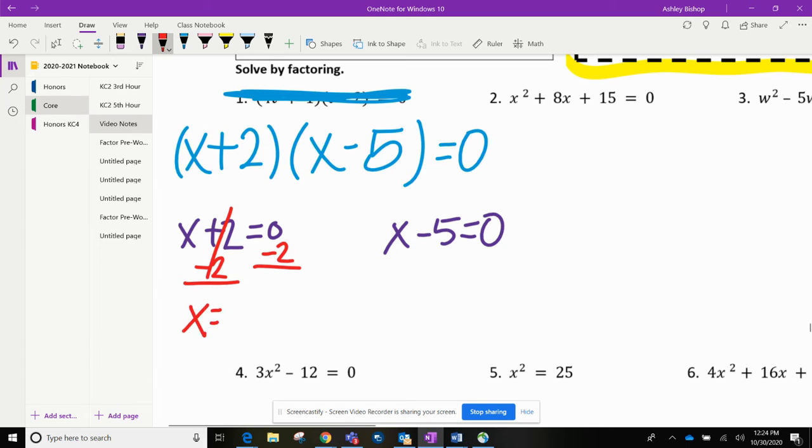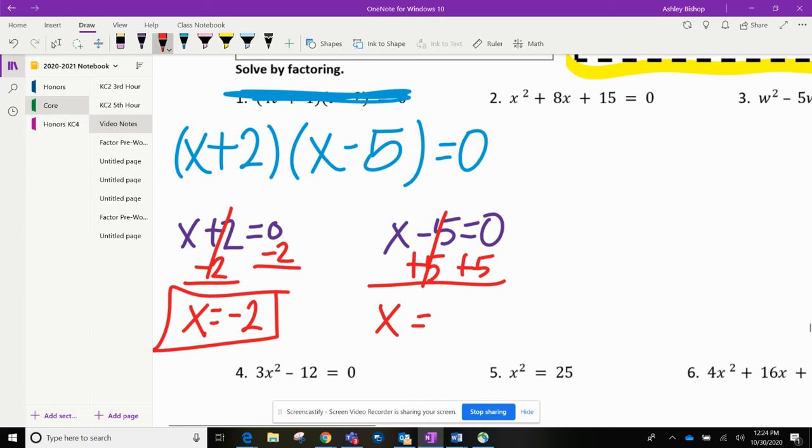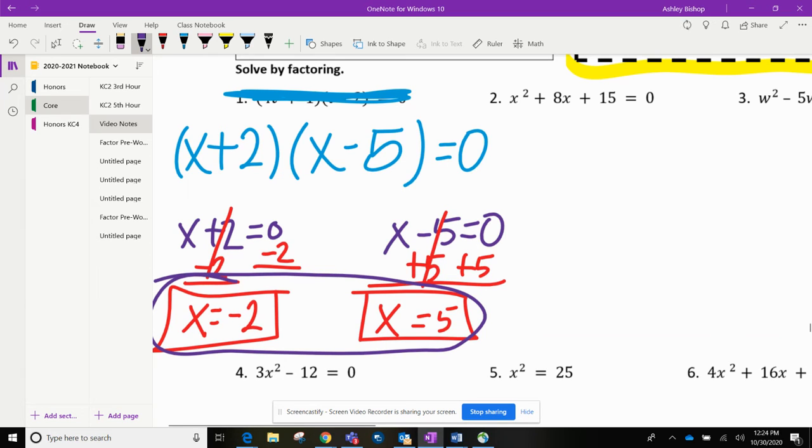So I'm going to have x equals 0 minus 2, which is negative 2. In my calculator, 0 minus 2 is negative 2. And then I have x minus 5. And I need to do the opposite of minus 5, which is add 5. And what I do to one side, I need to do to the other. So I have x by itself now, equal to 0 plus 5, which is 5. So those are my two answers. When it says solve for the zeros, that means, hey, solve each factor set equal to 0. So these are my zeros, x equals negative 2 and x equals 5.